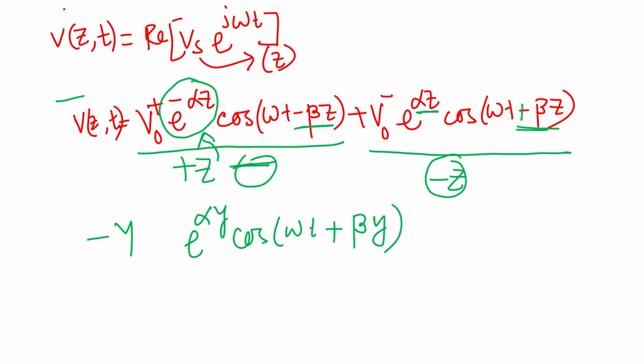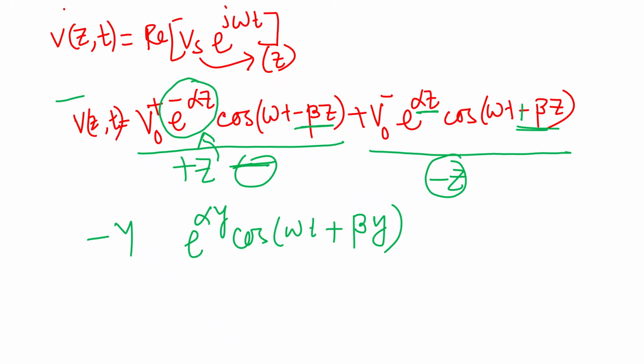Similarly, we can get the instantaneous expression of current, which is a sum of two terms. The first term represents a positive z directed wave or forward wave, and the second term represents a negative z directed wave or minus wave.